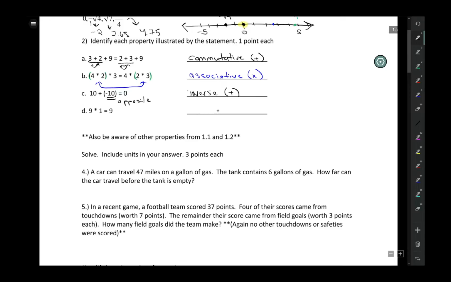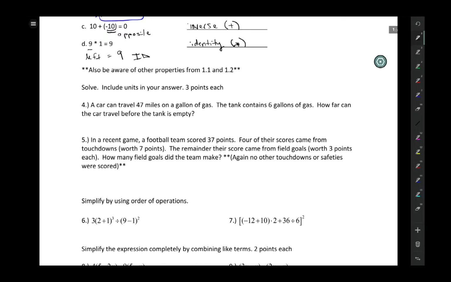And from here, if we have the same thing on the left, and we have the same thing on the right. It's like looking in the mirror. So it's your identity. More specifically, multiplication. Those problems there, 4 minutes, and probably should take you even less if you know what you're doing. Okay. Be aware of other properties.